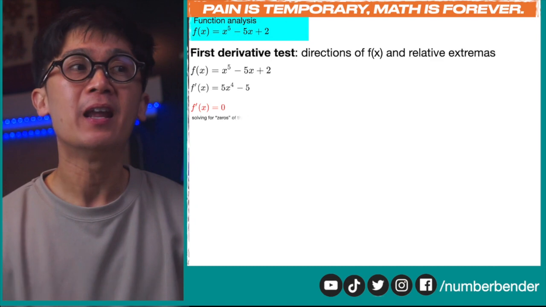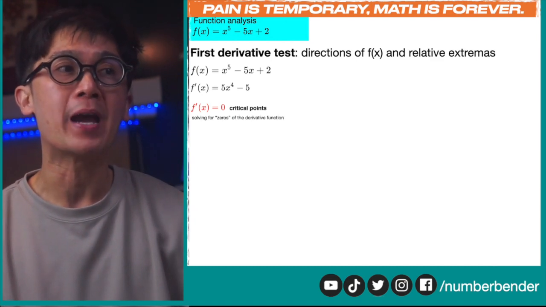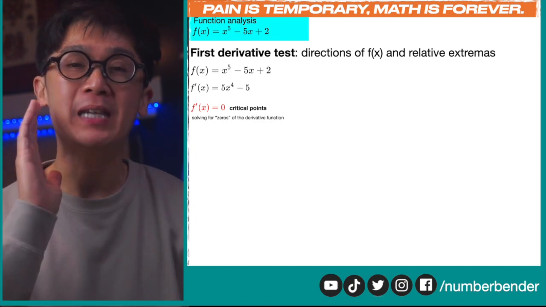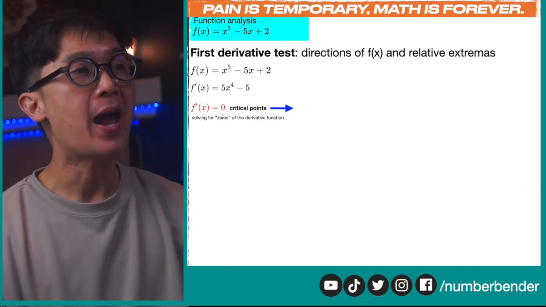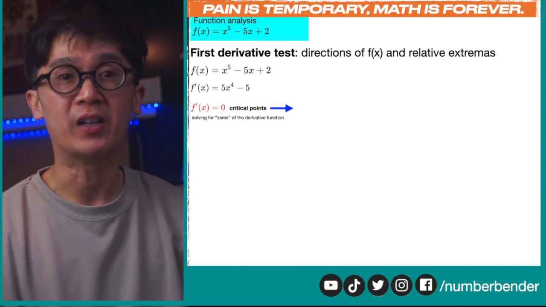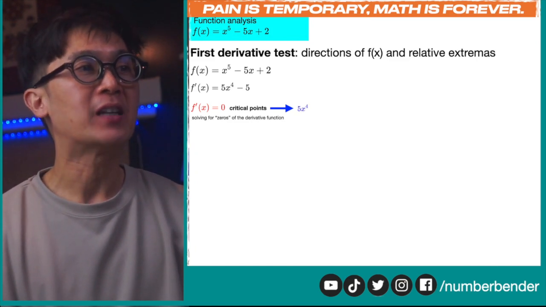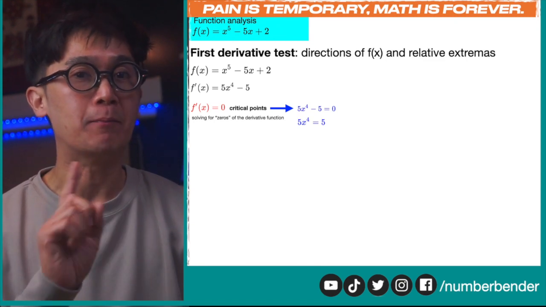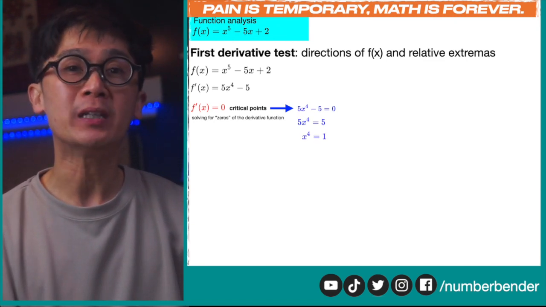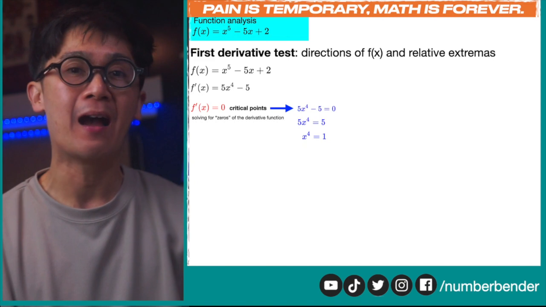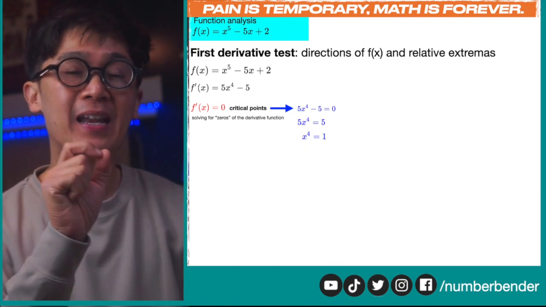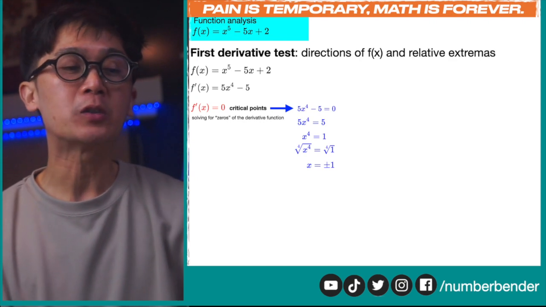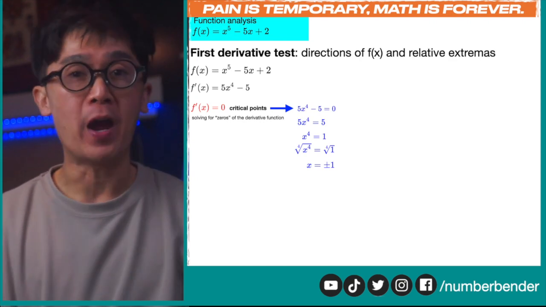So let's start equating 5x to the fourth minus 5 or ang ating critical points or paghanap sa ating critical points by finding the solution of our derivative function. So 5x to the fourth minus 5, add 5 on both sides, divide both sides by 5, and then kunin natin yung fourth root ng x to the fourth at ng 1 para makuha natin yung value ng x, which is in this case equal to positive and negative 1.